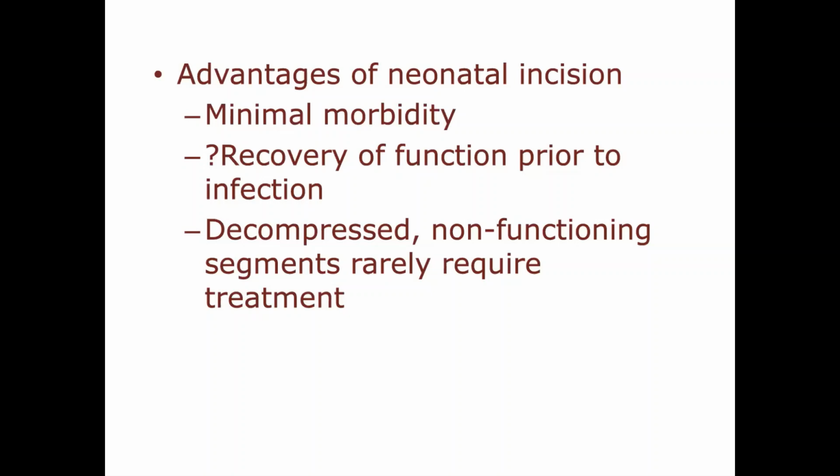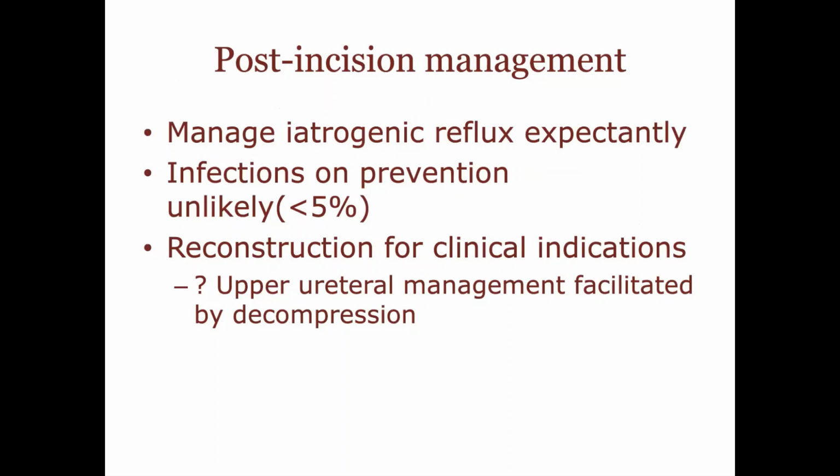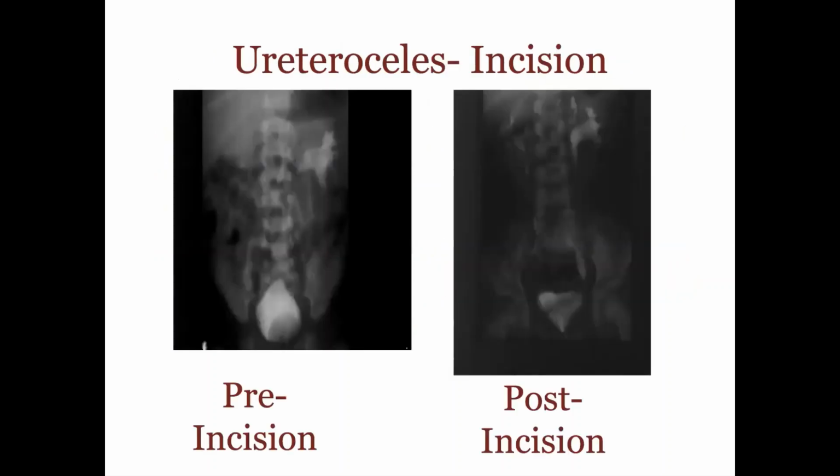Next slide. So you manage iatrogenic reflux expectantly. Infections on preventive antibiotics, like anything else, are unlikely. And then you reconstruct for clinical indications. So the next slide, this is again an intravenous pyelogram. The pyelogram on the left would be pre-incision. So you show no function of the upper pole when you see the ureterocele down in the bladder.